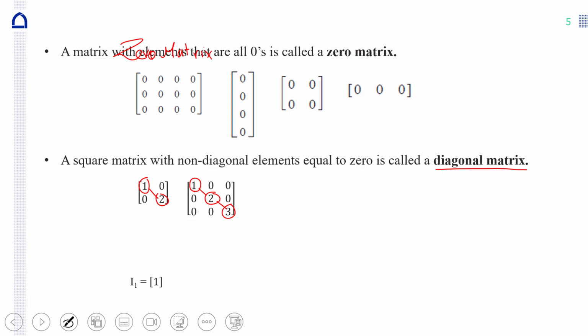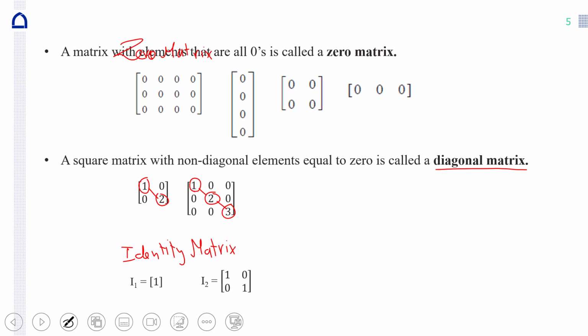This is I1, a square matrix with 1 row and 1 column. This is the identity matrix. They call it the identity matrix.